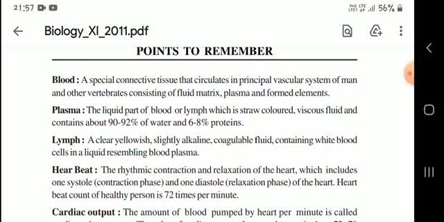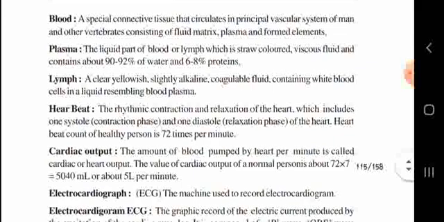Next, heartbeat. The rhythmic contraction and relaxation of the heart, which includes one systole, or the contraction phase, and one diastole, or relaxation phase, of the heart. The heartbeat count for 1 minute in a healthy person is 72 times. So heartbeat is the contraction and relaxation of the heart. Also you can say it is one systole, where systole means contraction, and one diastole, the relaxation of the heart. And as you all know, the heart beats 72 times for 1 minute, as you may have learnt in your lower classes.